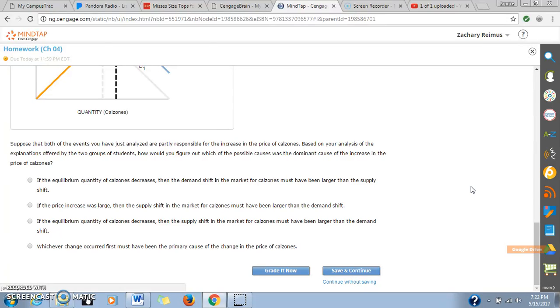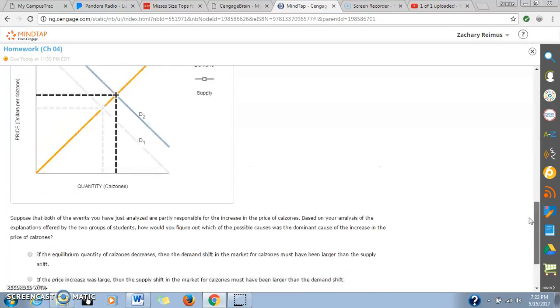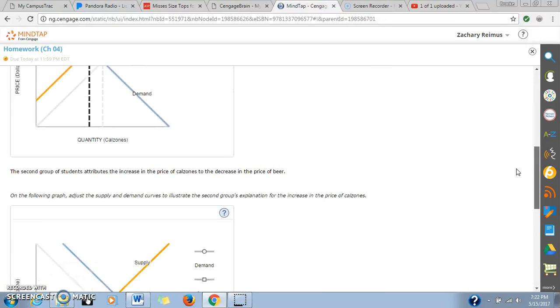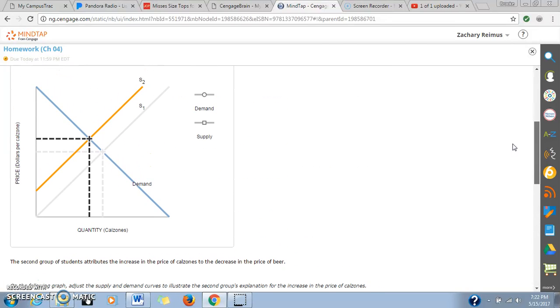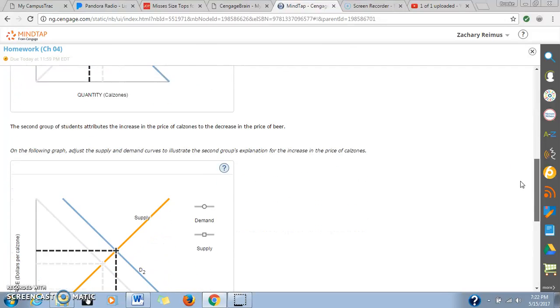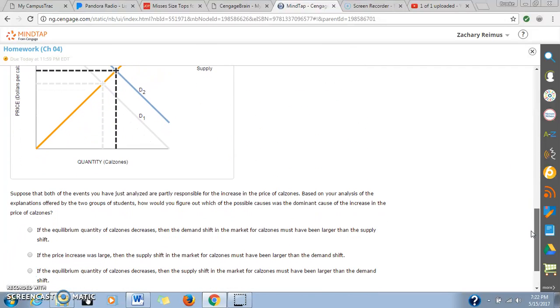Now we can move on to our next part. It says, suppose that both of the events you just analyzed are partially responsible. So if we go back and look at our actual situations, then yes, the price of our calzones did go up here, and yes, the price of our calzones did go up here. So both of them are technically right, possibly. So we want to figure out which was the more dominant reason, or the more correct reason that the prices actually went up.